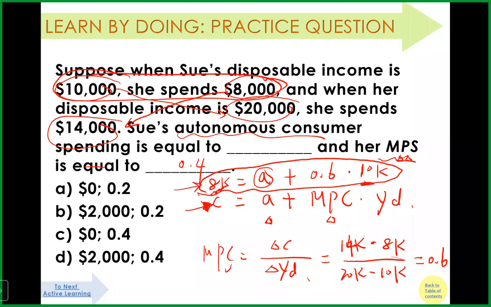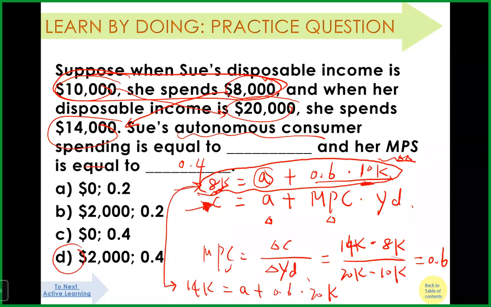Now from here, you can simply solve for A, right? Because 8K minus 6K gives you 2K. So immediately A equals what? 2,000, right? Does that make sense? So the answer is D. But alternatively, you can say 14K equals A plus 0.6 times 20K. Right?